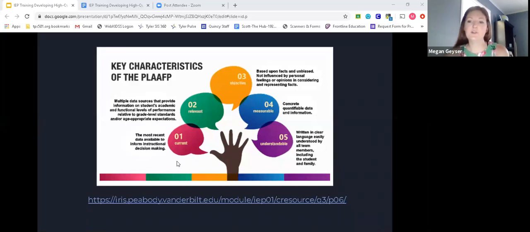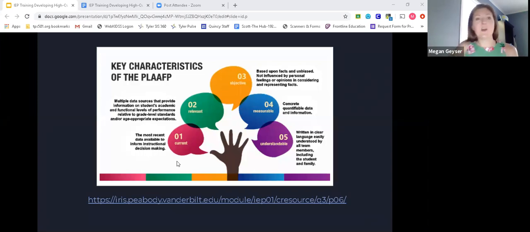So below the illustration, I have a link to the IRIS website. And this is a wonderful resource that covers so many components of special education and really digs deeply into the IEP process. So I'm going to ask that everybody click on the link, or you can use the link within the Google document that I've provided. It should be under slide 7, the link to IRIS.